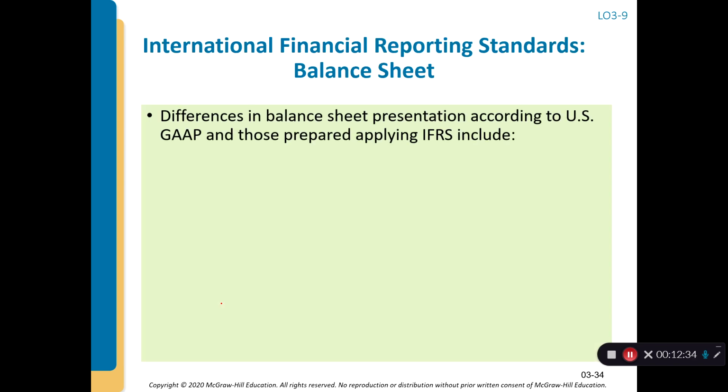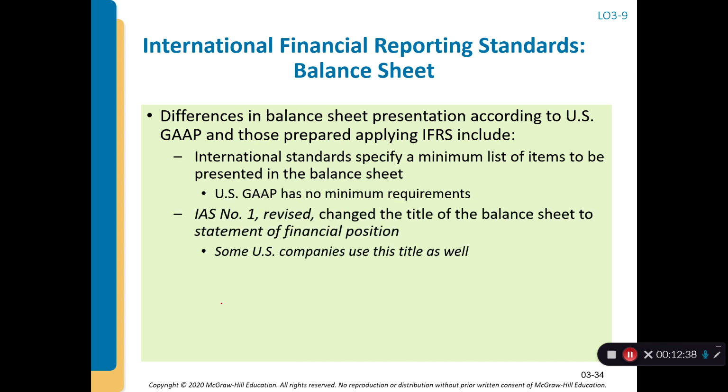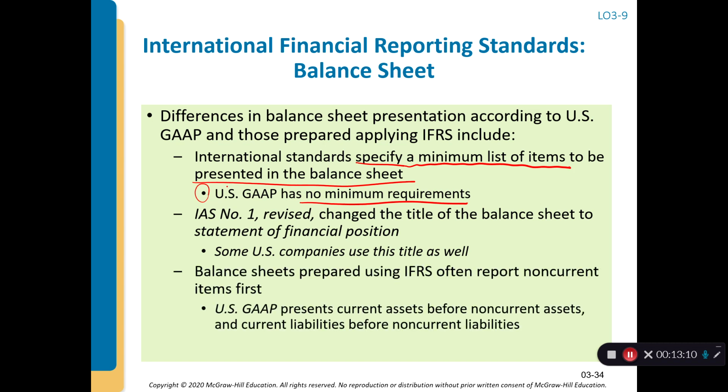Okay. So now we want to emphasize a little bit the differences between the financial reporting standards of the balance sheet between IFRS and GAAP. The first difference is that the international standard specifies a minimum list of items to be presented in the balance sheet. But US GAAP does not say that you have to present a certain number of items in the balance sheet. And the second thing is IAS number 1 revised changed the title of the balance sheet to statement of financial position. So some of you, when you do the financial accounting final project, may say, oh, I cannot find the balance sheet, because it has another name called the statement of financial position.